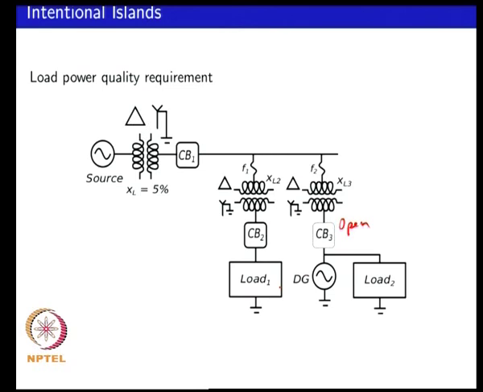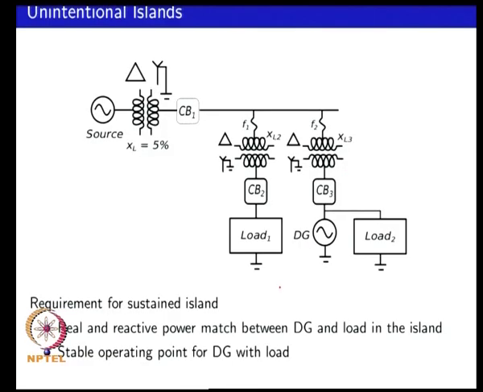So, if you look at the other situation where you can have an island: what we discussed so far was the intentional island, but you can also have an unintentional island. As we just saw in the example we discussed, it is not because you intended to open an upstream breaker, but it opened for a variety of reasons, and for some unintentional reason now your DG is energizing the feeder, the common feeder network, and it can lead to a variety of problems.